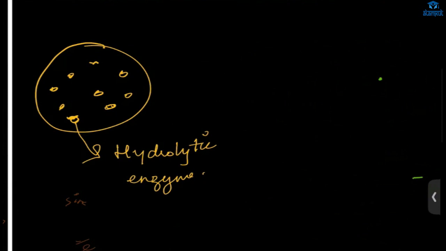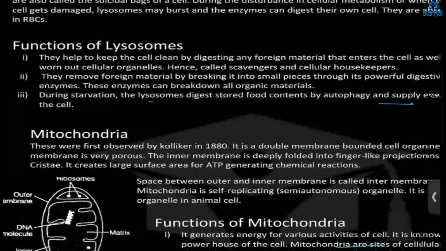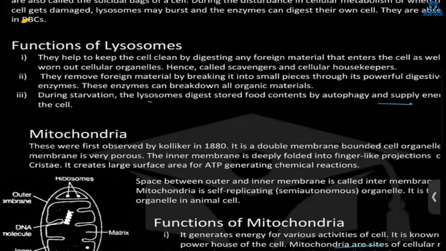This lysosome bursts, and the digestive enzymes inside it start to break down all the cell components. The cell will die, so it won't interrupt the other cells. This is called autolysis. And one more thing, these lysosomes are absent in RBC.